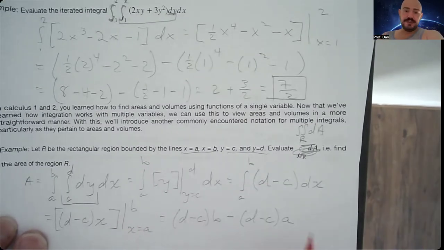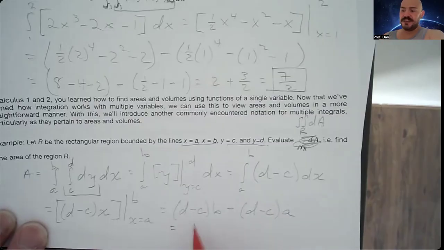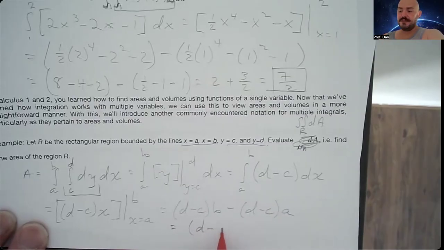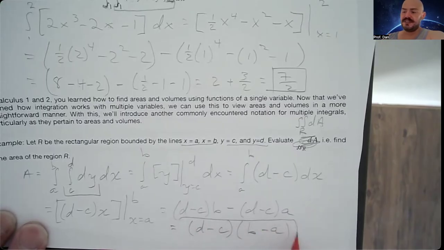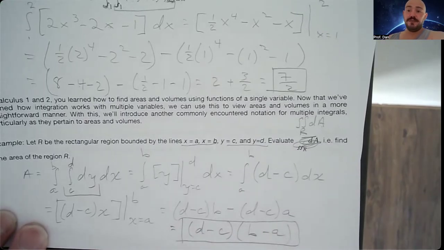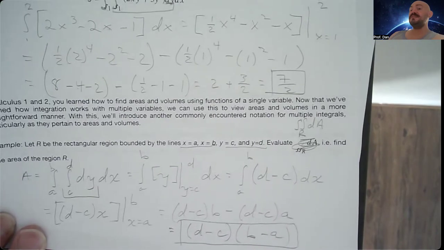And I notice both of these terms have a factor of d minus c. So I could factor out d minus c, and that leaves behind b minus a, which is exactly what we would expect the area of a rectangle to look like. Right? The width times the height, or the base times the height.